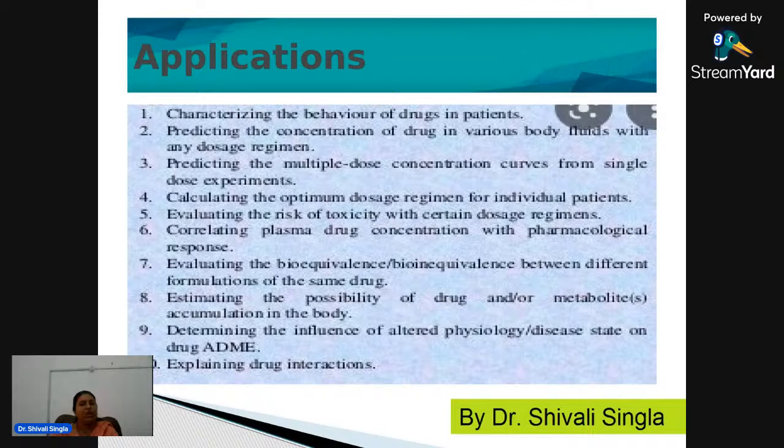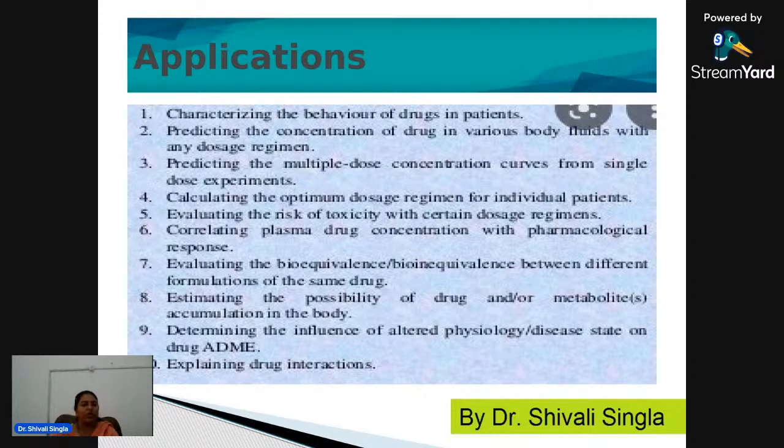And the next one is calculating the optimum dosage regimen for an individual patient. Optimum dosage regimen means what frequency of dose we have to use for the individual patient, whether he has to repeat the drug in 4 hours, 6 hours, 7 hours, or 8 hours. That can be calculated only with the help of ADME parameters, or the excretion pattern of that particular drug in a particular patient. Again, it is related to the patient's physiology, the patient's own disease condition, or any other specific history.